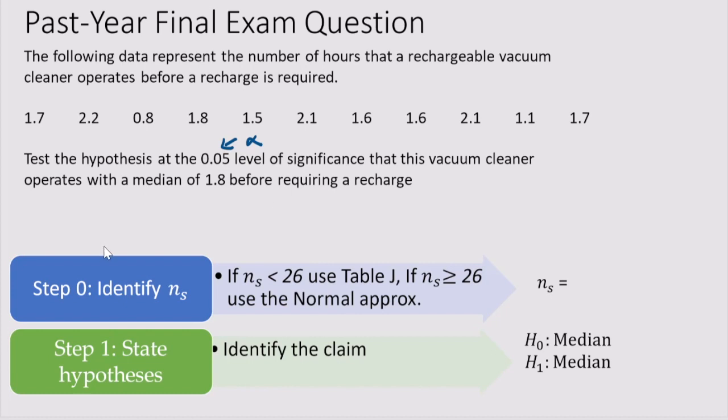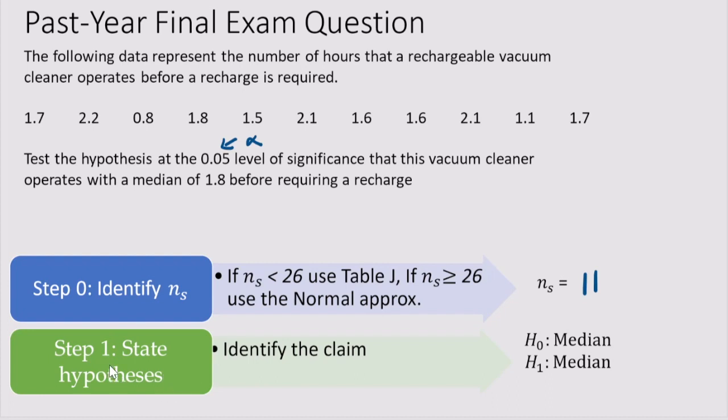Okay, we would start with step 0, identifying the sample size. So what is our sample size? We have how many data? 1, 2, 3, 4, 5, 6, 7, 8, 9, 10, 11 data. Okay, so our sample size is less than 26. We would be using table J for the critical value.